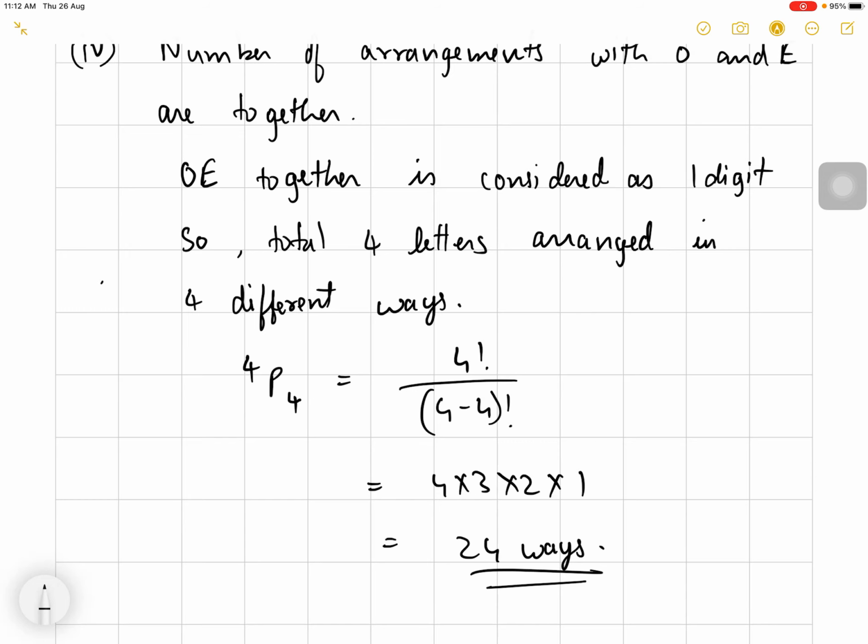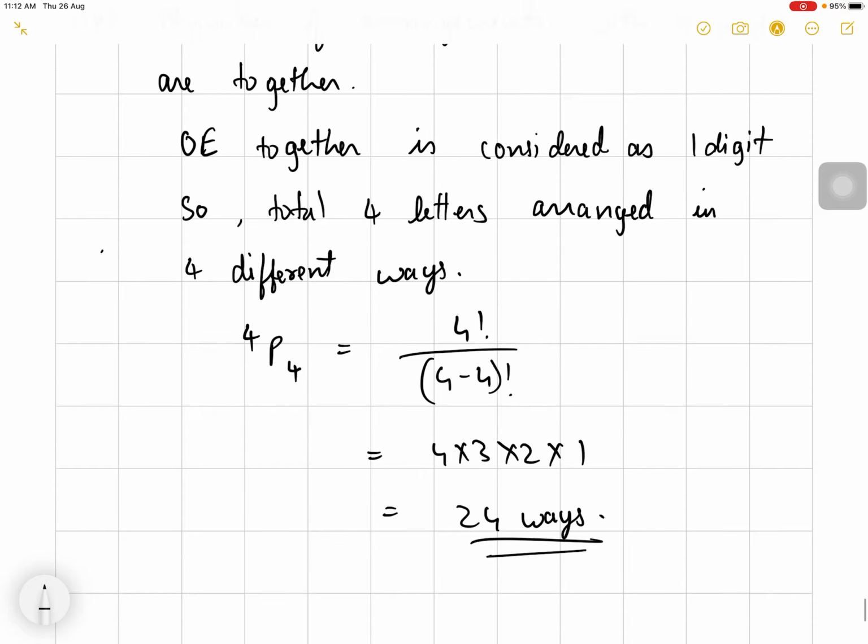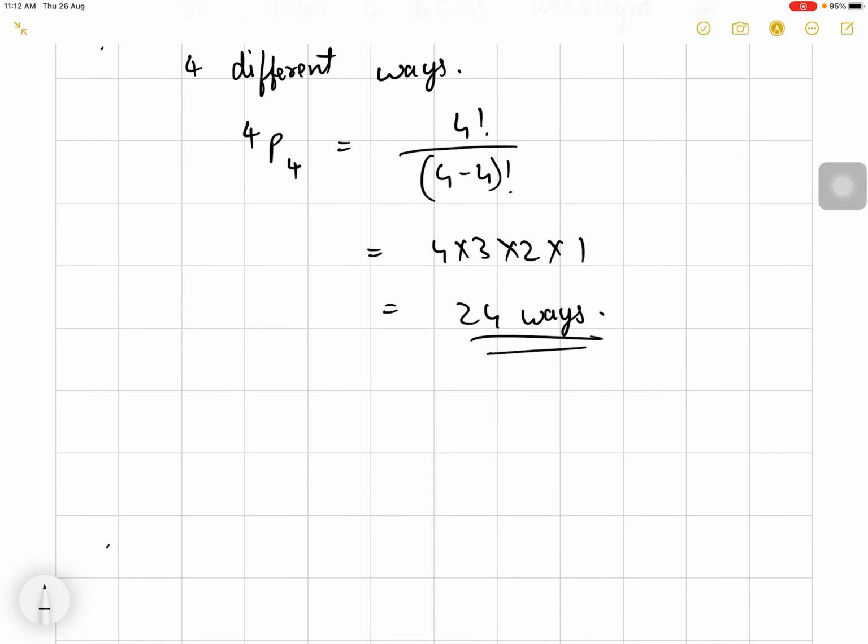Right. But the sum is not over yet. Now OE is considered always together. So it can be written as either OE or it can be written as EO. So again there are two ways. When you write O and E together, you can either write O first and E second, or E first and O second. So you can either write OE or you can write EO, right?